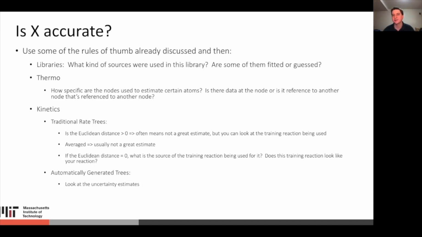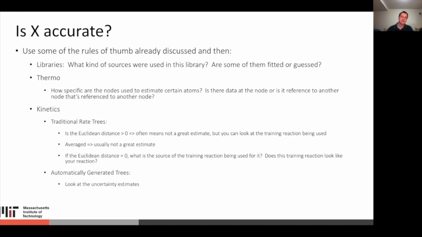Take a look: is there data at the node, or is it referenced to another node that's referenced to another node? For kinetics, in the traditional rate trees, if the Euclidean distance in the reaction comment in the annotated Chemkin file is greater than 0, that often means it's not a great estimate, but you can take a look, and occasionally it is a good estimate. So you can look at the training reaction being used. If it's averaged, it's almost always not a great estimate.